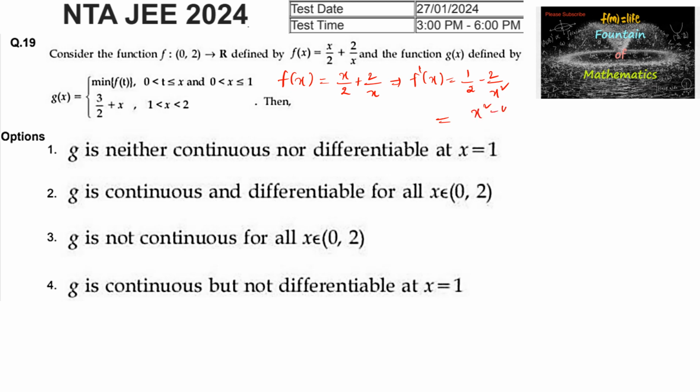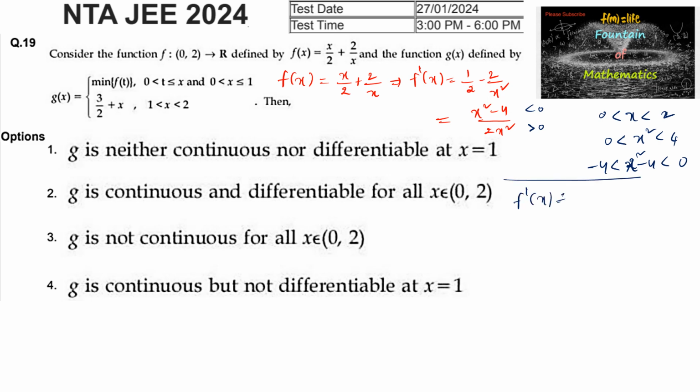(x square minus 4) upon 2x square, and when x lies between 0 and 2, x square lies between 0 and 4. So we can write x square minus 4 lies between minus 4 and 0. So we have the numerator part is negative and the denominator is positive. So we can consider f dash of x is negative, which implies f is decreasing in its domain, that is (0, 2).